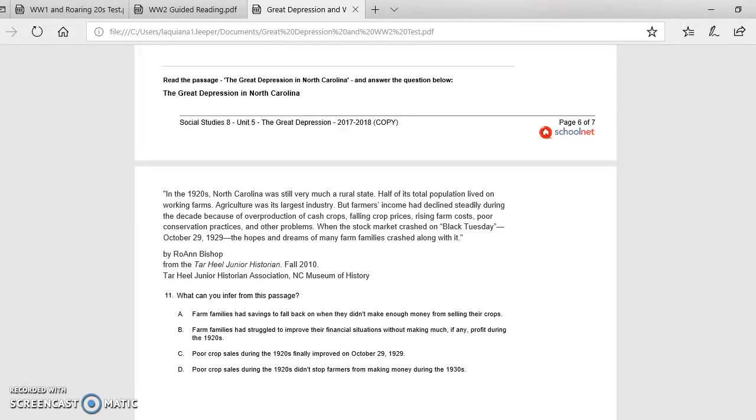From the Tar Heel Junior Historian. This is from a museum. So, what can you infer from this passage? A, farm families had savings to fall back on when they didn't make enough money in selling their crops. B, farm families had struggled to improve their financial situations without making much, if any, profit during the 1920s. C, poor crop sales during the 1920s finally improved on October 29, 1929. D, poor crop sales during the 1920s didn't stop farmers from making money during the 1930s. Which answer best fits?